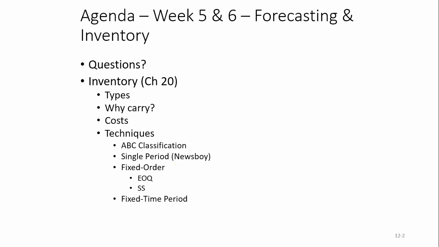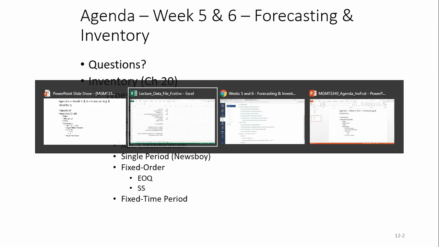So the concept behind fixed ordering is that we're constantly monitoring our inventory, and when we hit a reorder point, we order the order quantity. So we're always watching our inventory levels, and then when they drop below a certain level, that triggers an order. And then what do we order? We order the optimal order quantity. That's what we're going to determine.